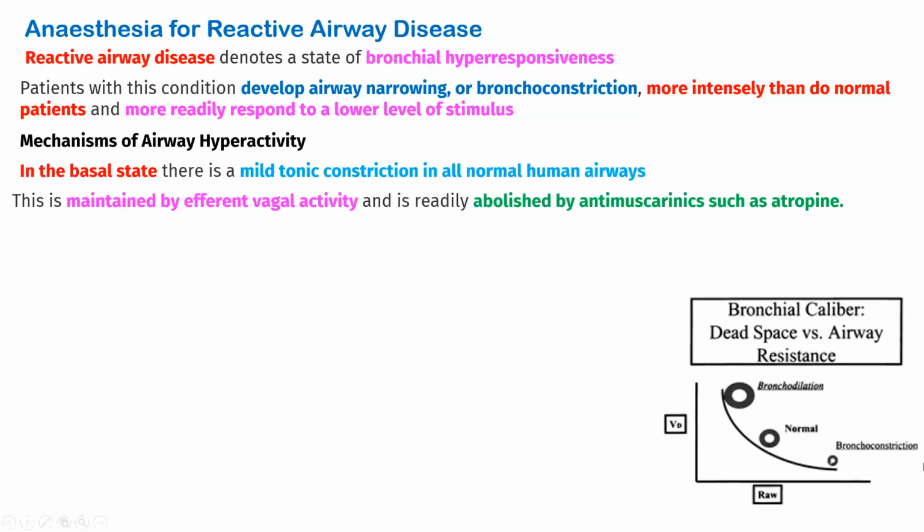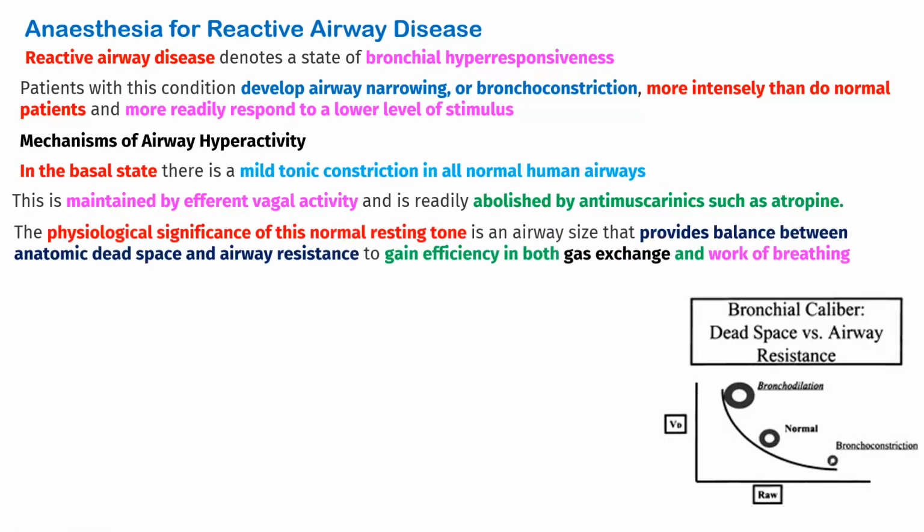And this picture shows the relationship between the dead space and the airway resistance. If you see the graph, there is the volume of dead space, airway resistance is plotted on the x-axis, and this is the normal caliber of a bronchial lumen. When it is dilated, more air will be added here, so dead space becomes increased. On the contrary, when the patient develops bronchoconstriction, the air passage becomes narrower, the amount of air inside gets reduced, so the dead space gets reduced. That is the relationship.